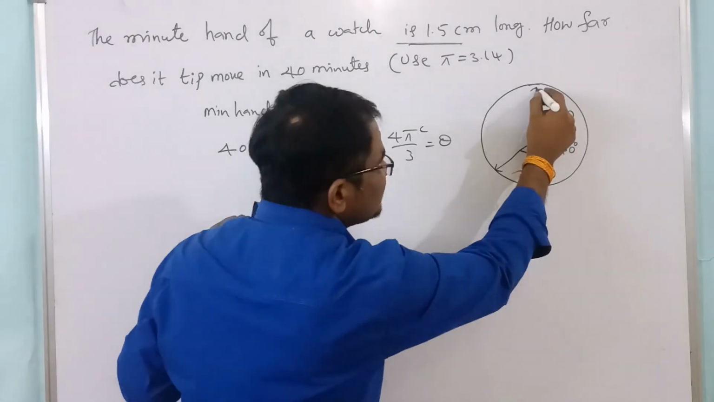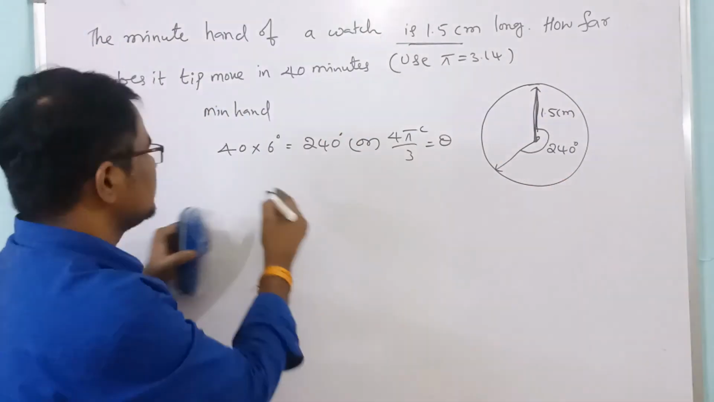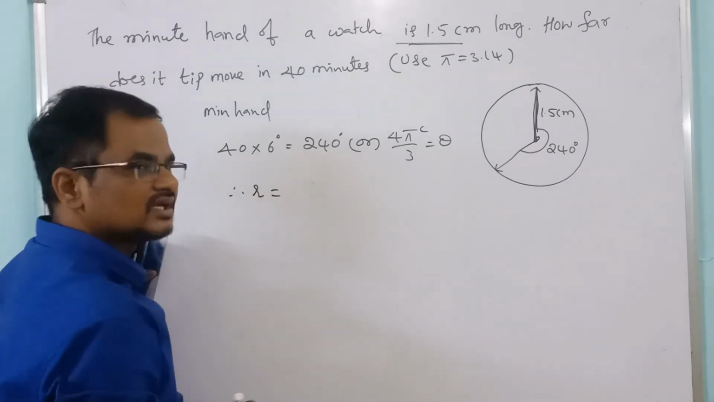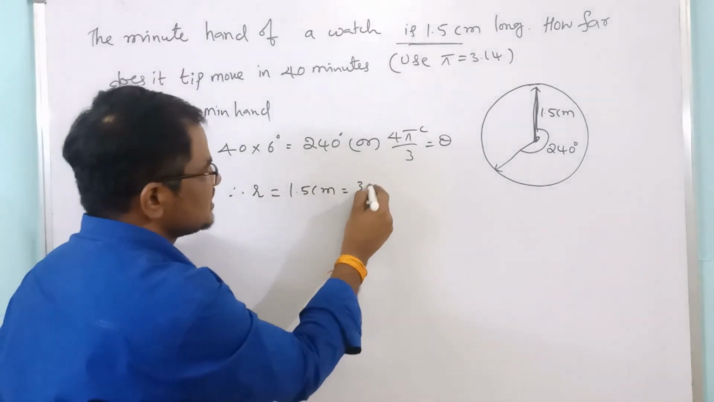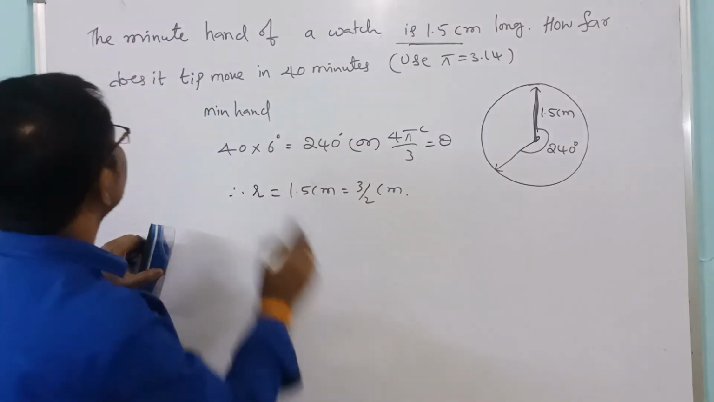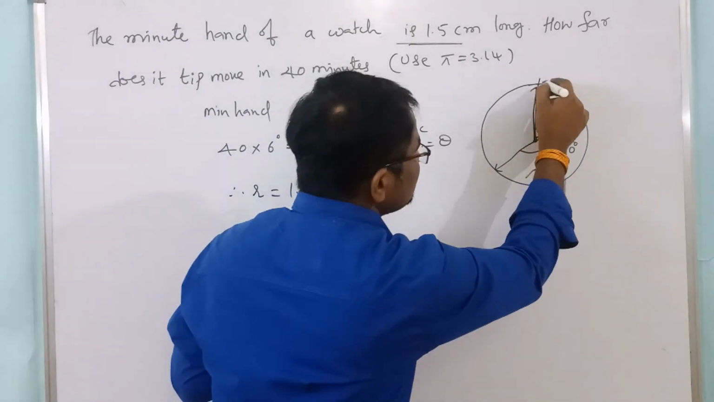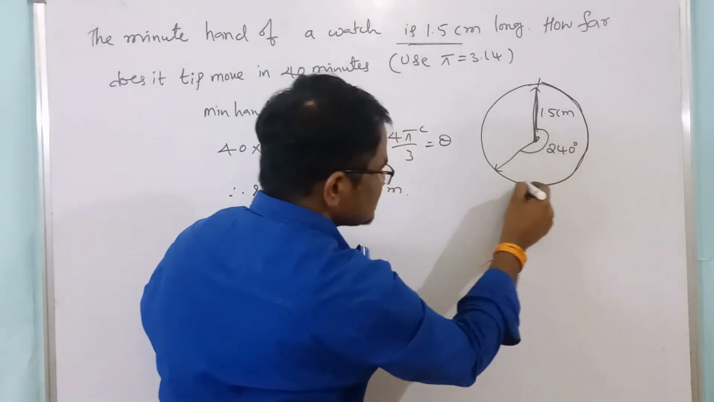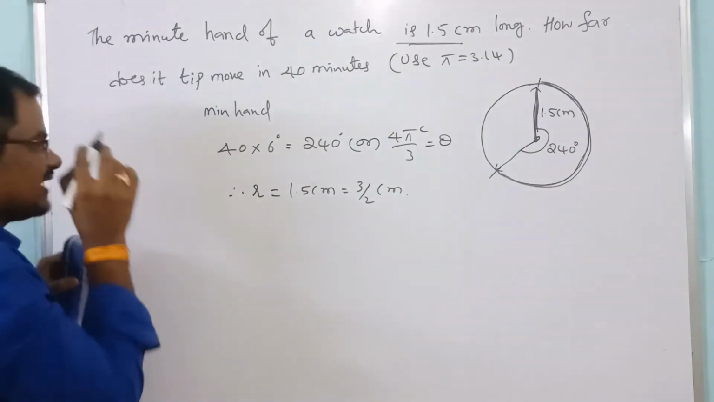Next, this length is also given. This length is nothing but the radius of the circle only, no? So therefore, indirectly, what is given? The radius of the circle is 1.5 centimeters. That is equal to 3 by 2 centimeters. Then what are they asking? How far does the tip move? That means tip to tip distance is being asked. This distance, tip to tip, means the length of the arc.